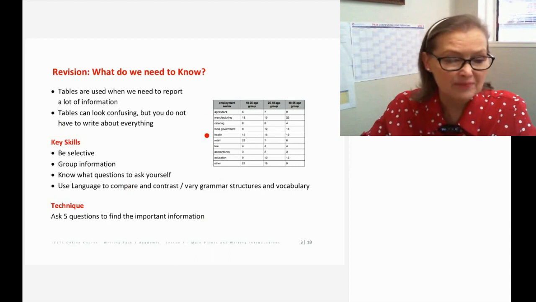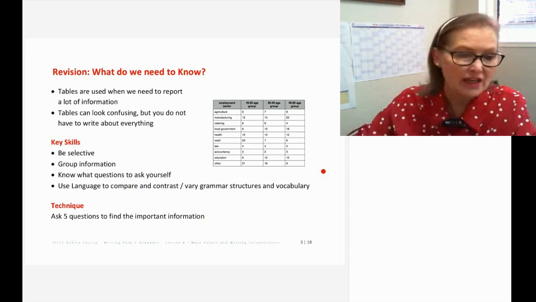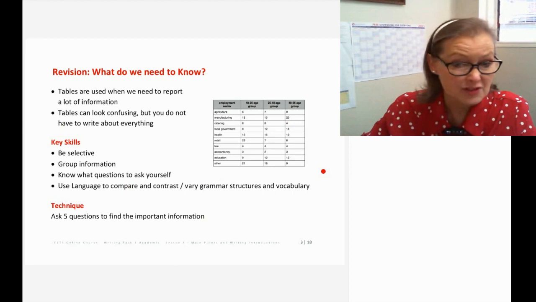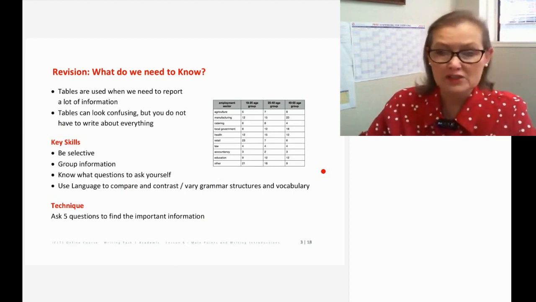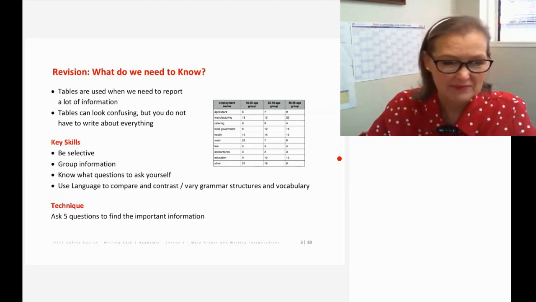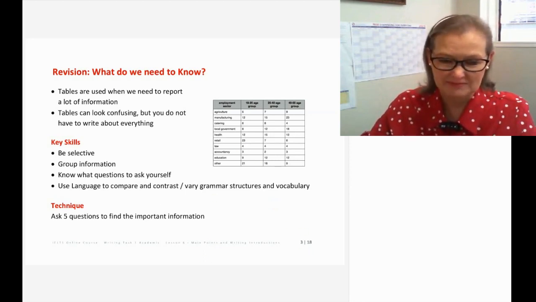Our key skills, we need to be selective. Choose carefully what information is important and group information where you can. Look for what's similar and group that. Know what questions to ask yourself so you can get the right answers. And of course, you're going to use your language to compare and contrast. And remember to vary your grammar structures and vary your vocabulary. And your technique, once again, ask the 5 questions to find the important information.